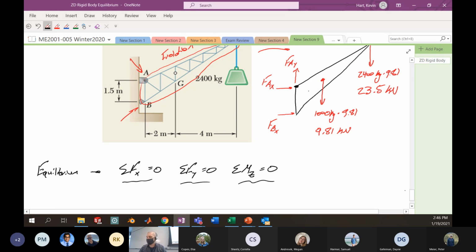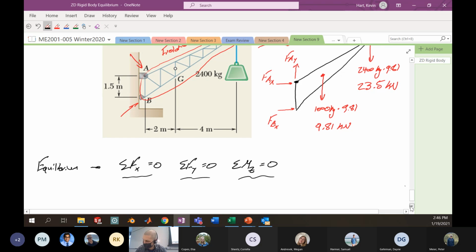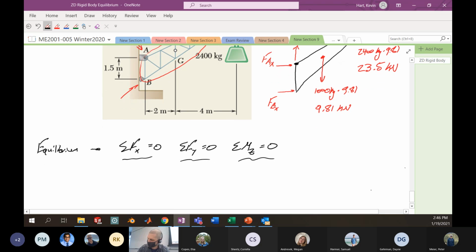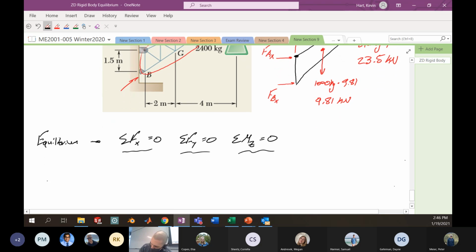It's going to make our lives easiest to select point A because we have two forces that are acting through A. And if we select to sum our moments there, we don't have to worry about the contributions of those forces. So let's roll with that idea. Sum of the moments in the z direction at point A equals 0.